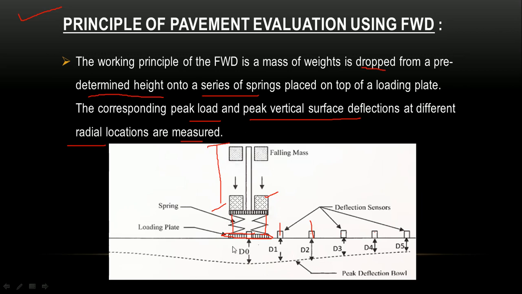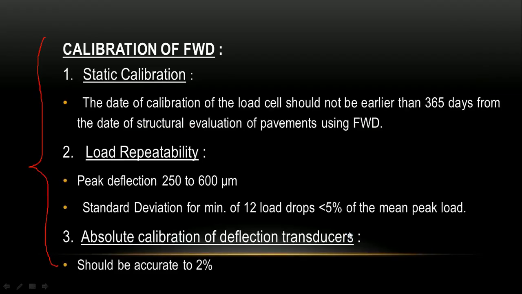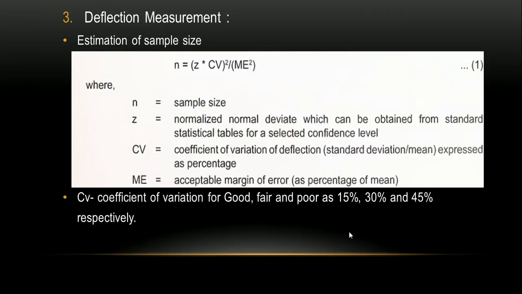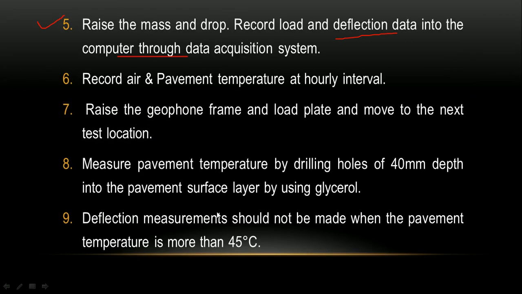See here, D0, D1, D2, D3 are the corresponding deflections observed at the different radial distances. So that is the next step. After that, you have to take the temperature. As we know, while designing the overlay, we apply corrections for temperature and for the climatic changes. Therefore we need the air temperature and the pavement temperature.